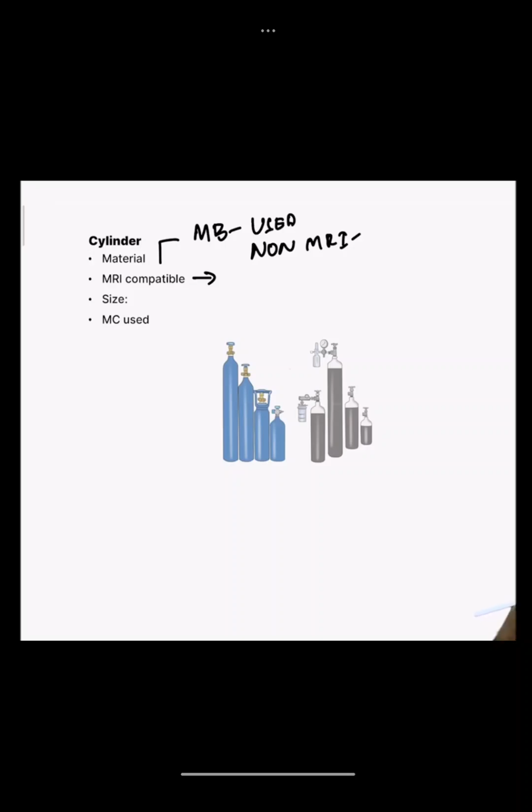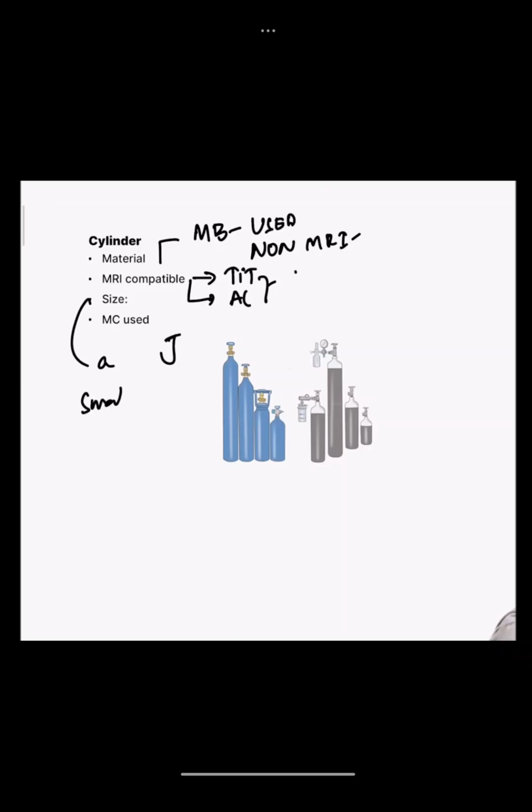But if you want to take an oxygen cylinder, or any cylinder, into an MRI room, then you have to take the cylinders which are made up of titanium or aluminium. These are MRI compatible cylinders. What is the size of cylinders, guys? They are of different sizes, size A and size J.